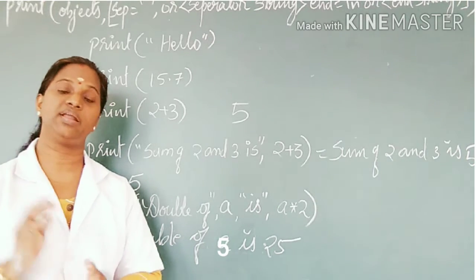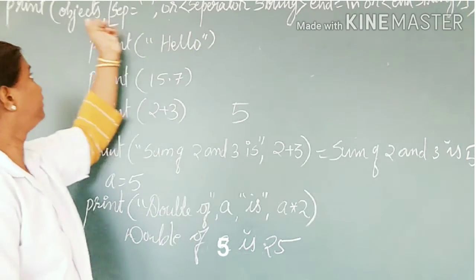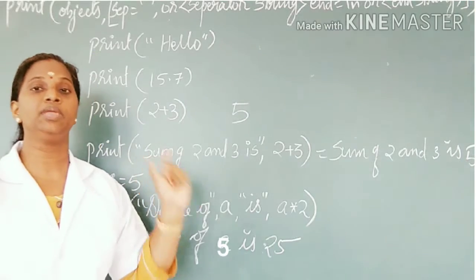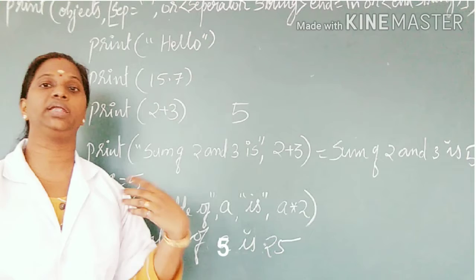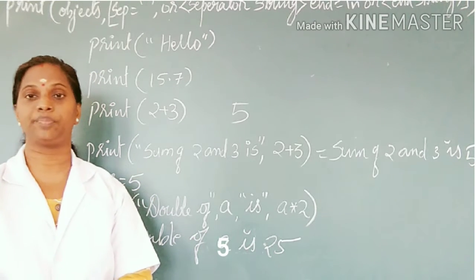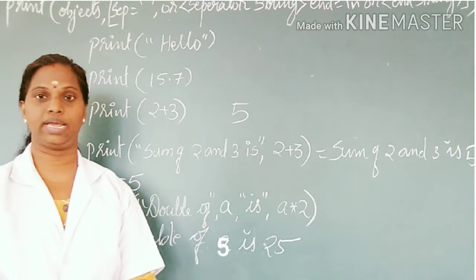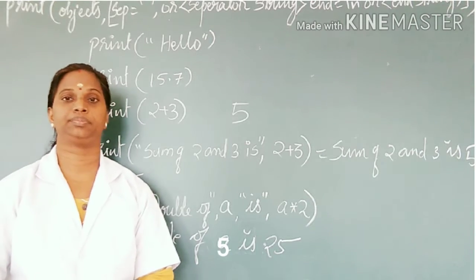You can add any number of objects here. Objects means what you want to print on your screen. That term is called an object. You can add a number of objects in the print statement. But remember one thing, each object should be separated by commas. Clear?